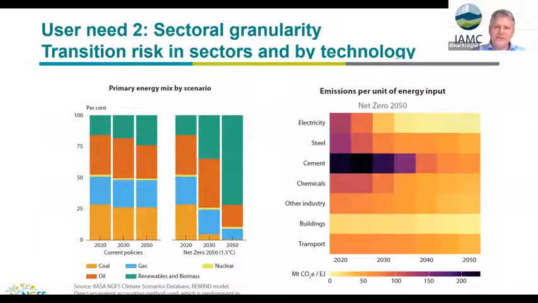Another user need, a very big one, is sectoral granularity, where it's basically about greater detail, particularly in the end-use sectors. You can see the example on the right-hand side. If we look at the emissions intensity in various sectors, and we break out the industry sector into steel, cement, chemicals, other industry. So having information like this on subsectors, having information about the amount of electric vehicles on the road and these kinds of things are very important for financial risk analysis. And that's another ask on the integrated assessment models to provide that granularity.